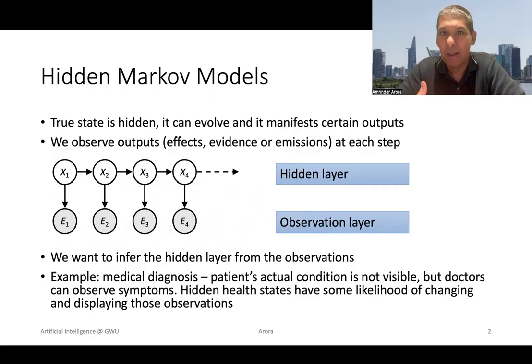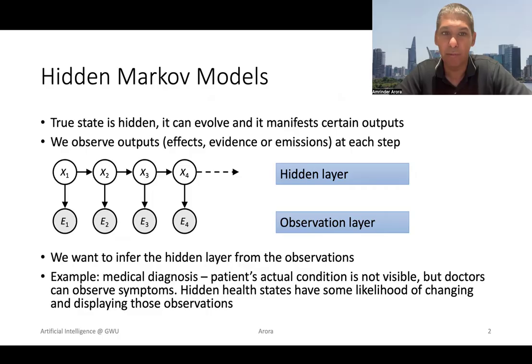It can evolve, and it also manifests certain outputs. We observe those outputs. We also call them the effects or evidence or emissions at each step. So there's a hidden layer, we call it the X layer, and the observation layer of the E values. And we want to infer the hidden layer from those observations.